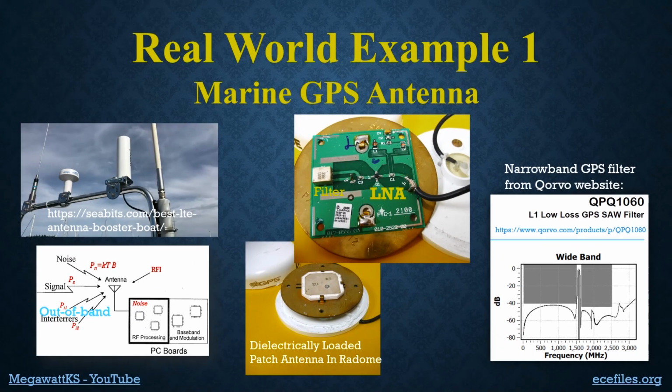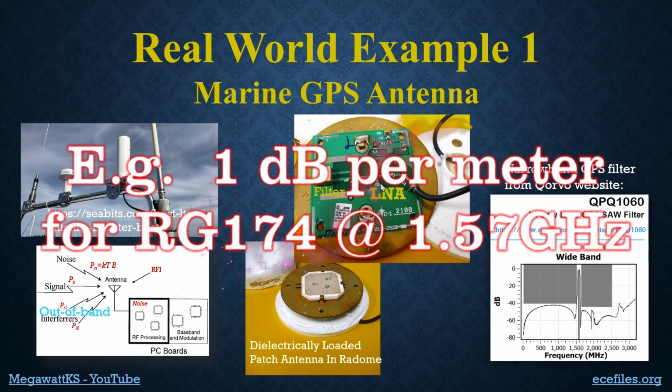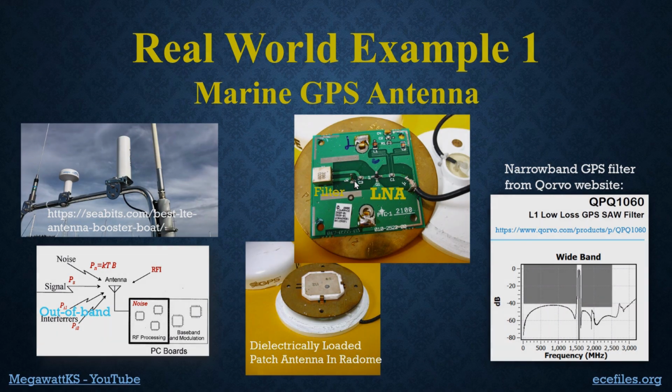So in a systems context, that's what we need to do. We need to block the out-of-band interferers. The band in this case is just the width of the GPS signal. But we need to block all of those interferers so they don't overload the poor little low noise amplifier. And lastly, before we leave this slide, I want to make a note that this coax that goes back to the cabin of the boat, 10 meters long, has a lot of loss in it. And that, of course, is the reason that we mount the LNA right at the antenna.